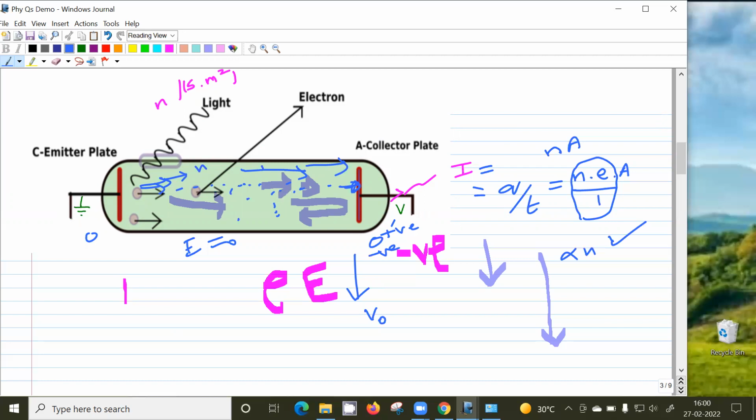But if the initial velocity is in this direction, it will go and hit this wall. But chances are that there are some electrons whose velocity is towards the right. All those electrons will go and hit this plate and give rise to current. So that corresponds to the current which is flowing without the potential difference.